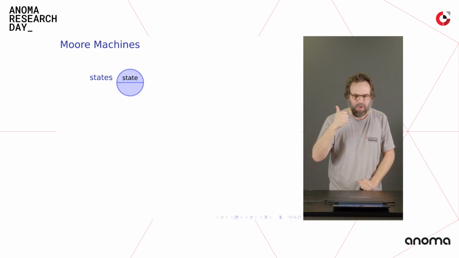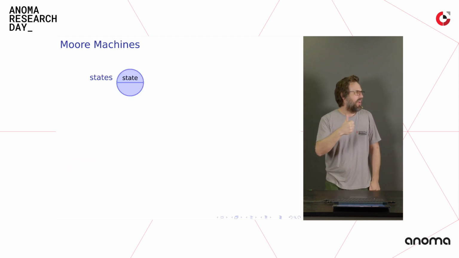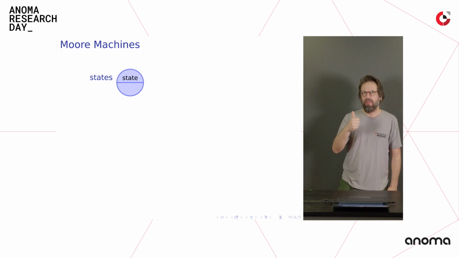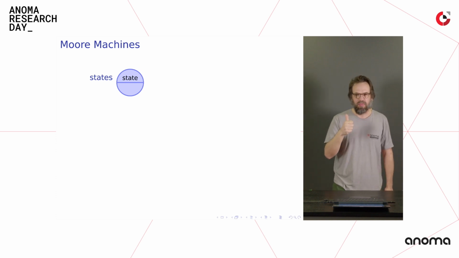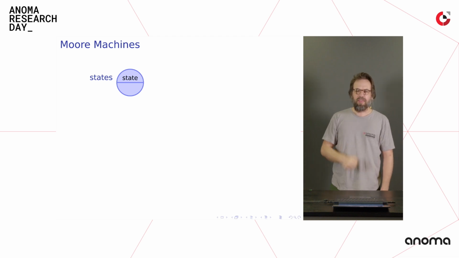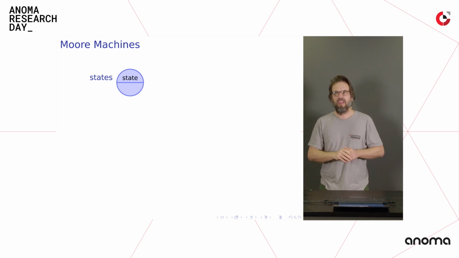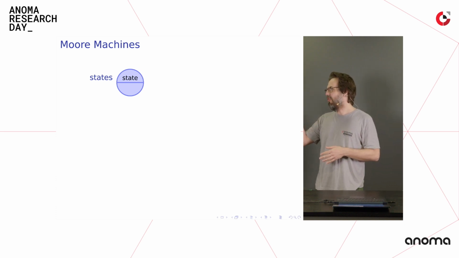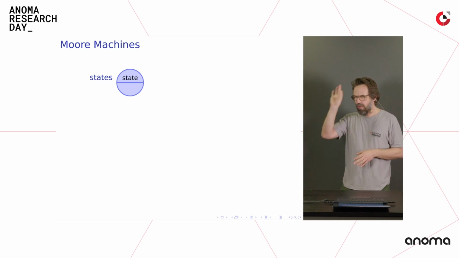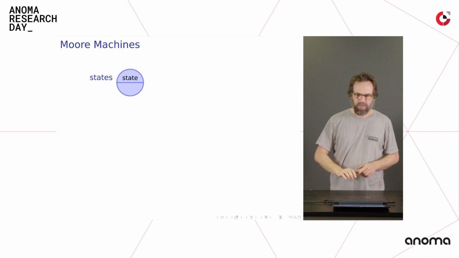So, slide number 1, Moore machines. It's a classic textbook example of state machines, finite state machines. So what do we have? We have a finite number of states, and the graphical representation is the following. For each state you make a circle and you write the name of the state upstairs.